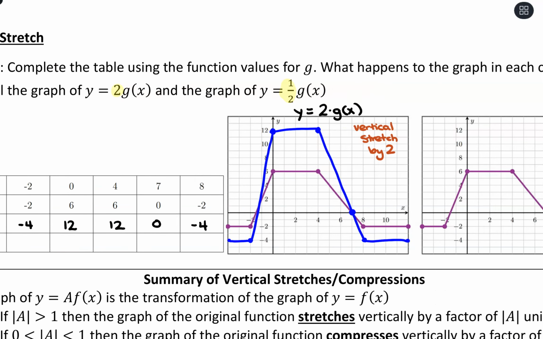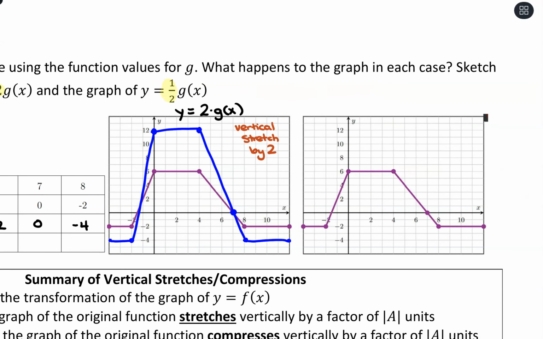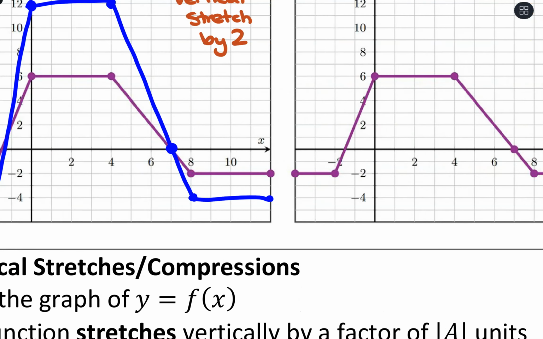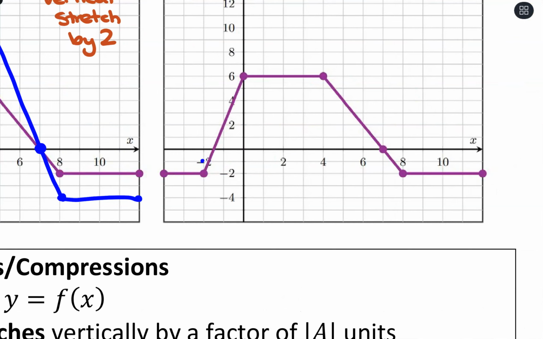Let's take a look at what happens if we take y equals 1/2 times g of x. What we're going to be doing with this one is taking all those original outputs, the negative 2, 6, 6, 0, negative 2, and cutting them in half. So it'd be negative 1, 3, 3, 0, negative 1. Let's see what that does to our graph here. So we now have a negative 1, a positive 3, positive 3, positive 1. Oh, and the 0 stays the same, just like before.